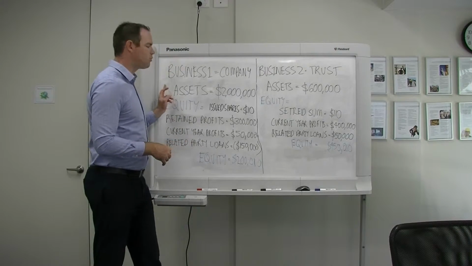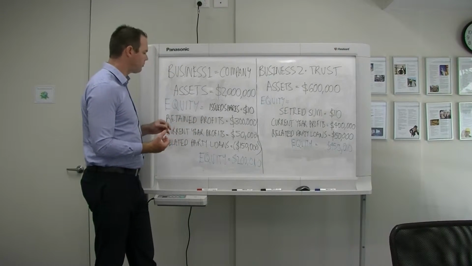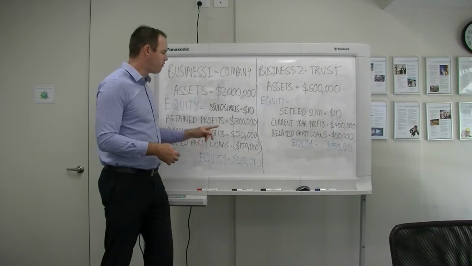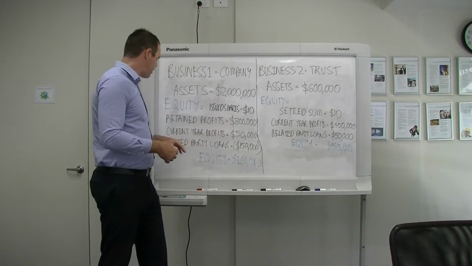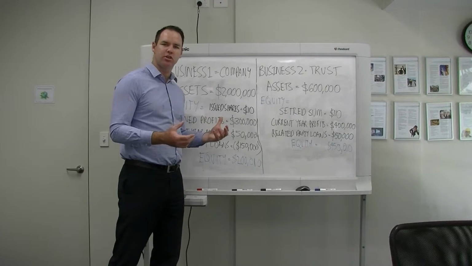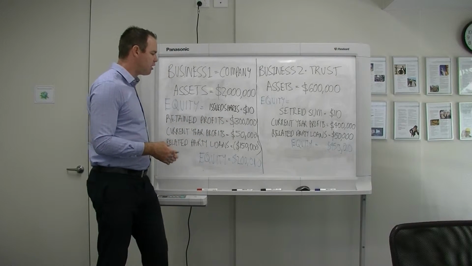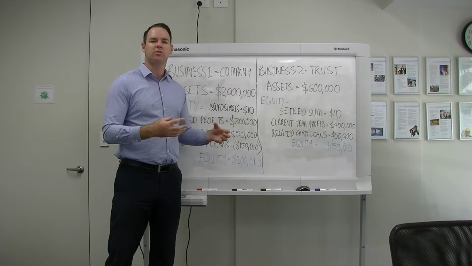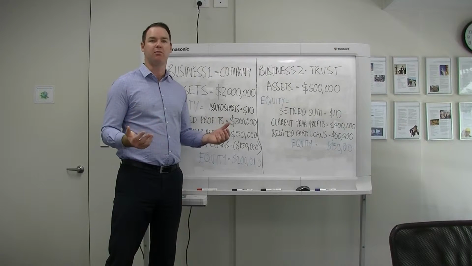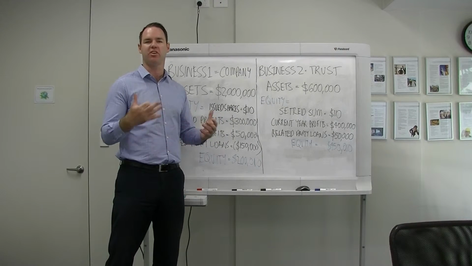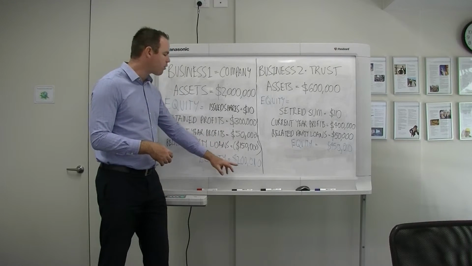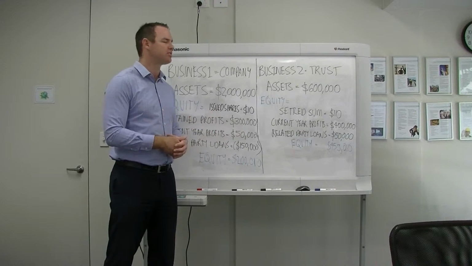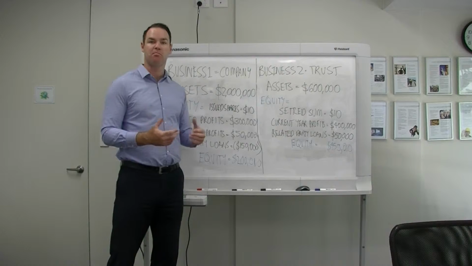This company has $2 million worth of assets. Looking at the equity, it's got a share capital of $10, retained profits of $300,000, and current year profits of $50,000, but it's got related party loans owing of $150,000. As we mentioned previously, this is money that has been taken out of the business by related parties for whatever reasons, personal, business, investment, or otherwise. Which means its equity is only $200,010 compared to assets of $2 million.